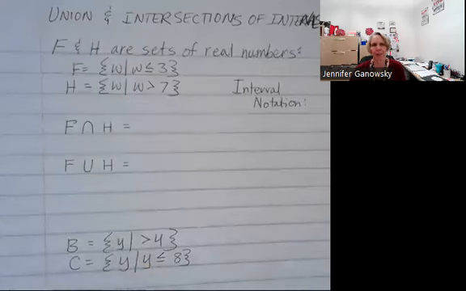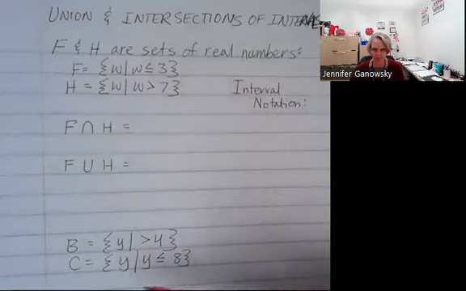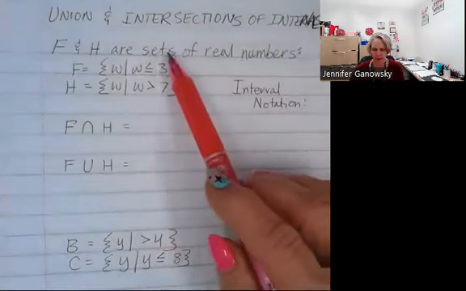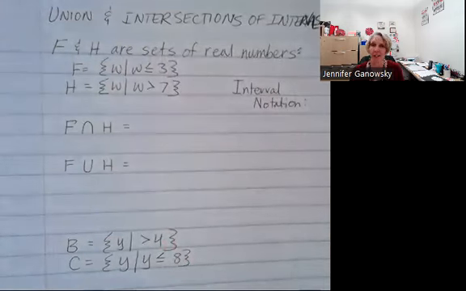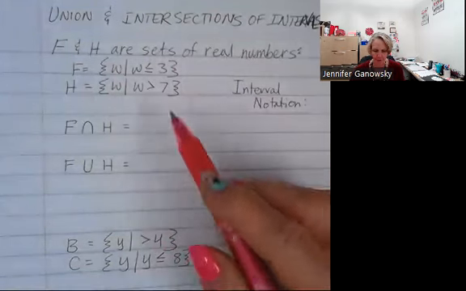Hi, I'm going to explain the union and intersections of intervals. In both of these examples we're going to do, they are sets of real numbers. That means they include all the decimals, all the fractions, all the irrational numbers like square root of 3 and pi, all of those, okay?